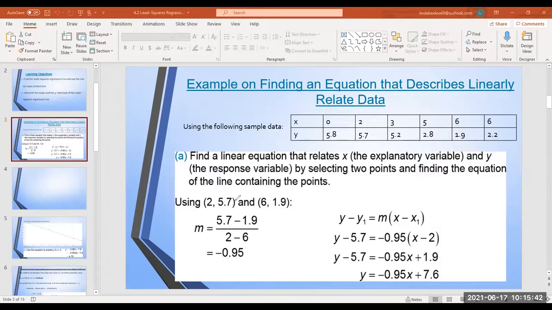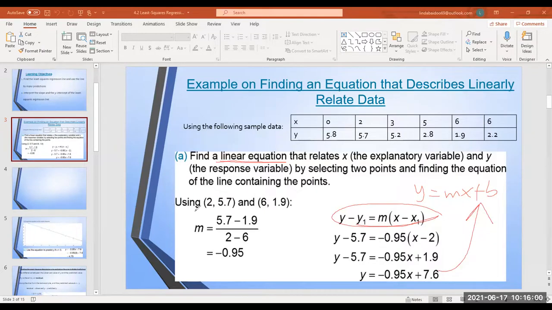So we are going to use 2 and 5.7 and 6 and 1.9 to find the equation of a line. Just like our friend rightly told us, we can use y equals mx plus b, or we can use this straight away. But if you are using this, our final answer should look like this.